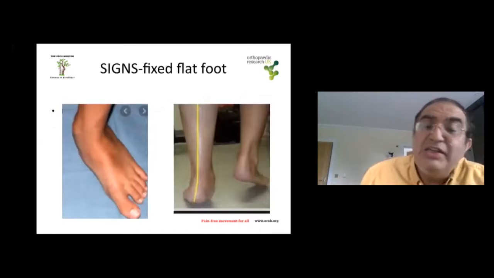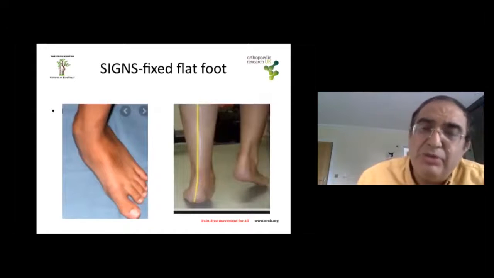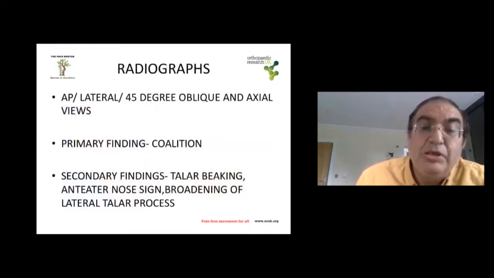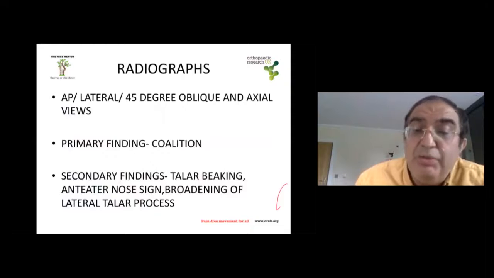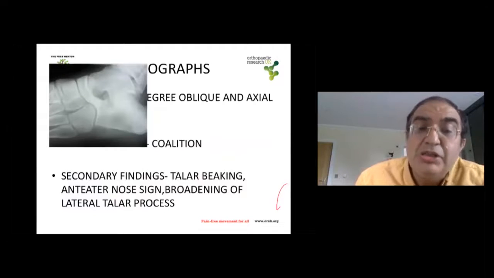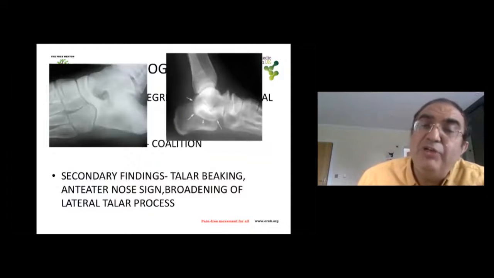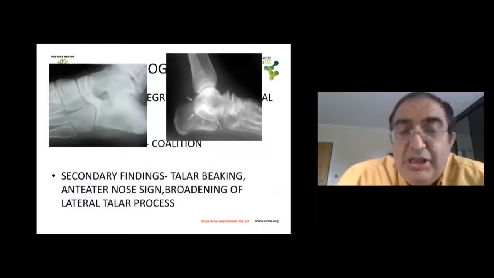And of course, the sign is a fixed flat foot. So when you ask him to go up on the toes, the heel valgus will not correct. So radiographs we already described, but the important thing is to remember the 45 degree oblique views and the axial views. The 45 degree oblique view shows the calcaneonavicular coalition best. And of course, the talocalcaneal coalition is seen in the lateral view.